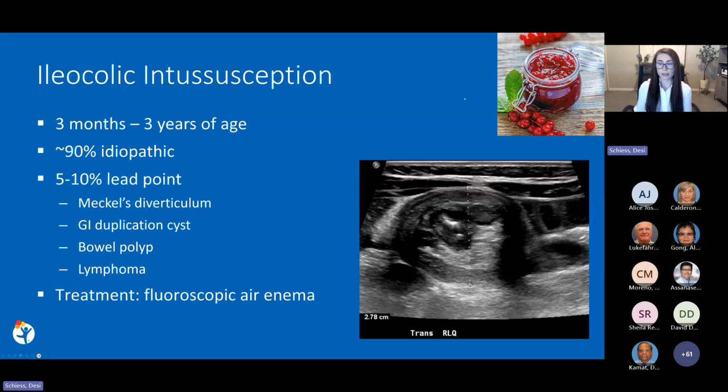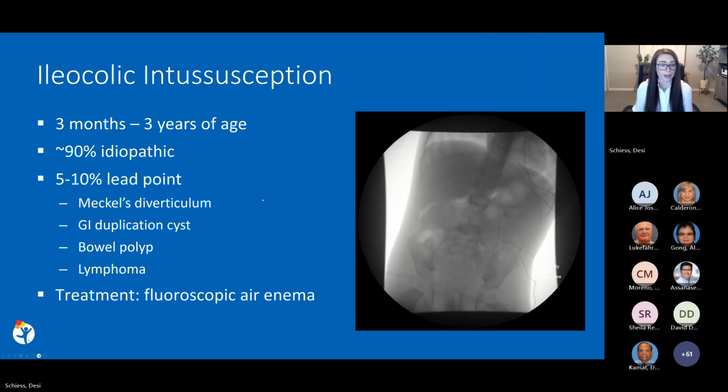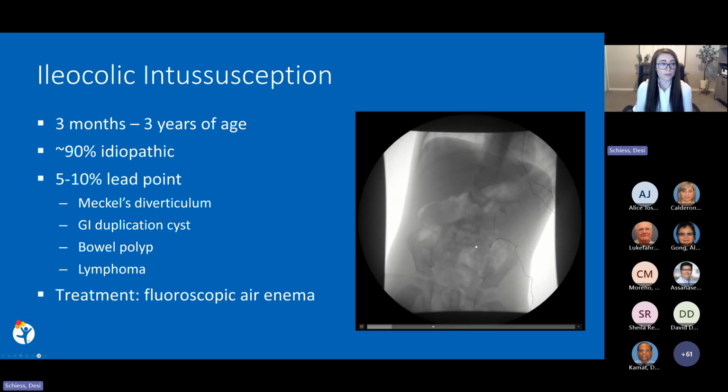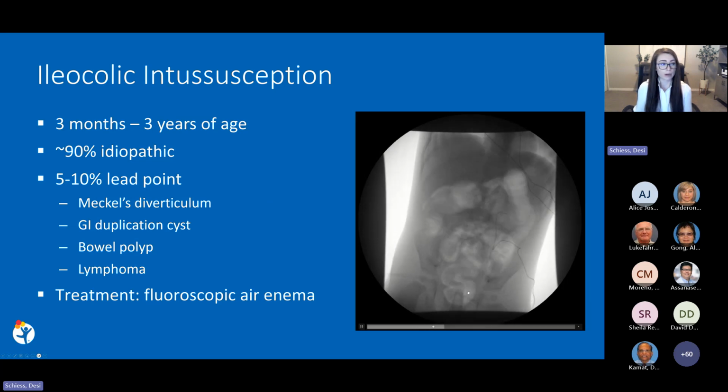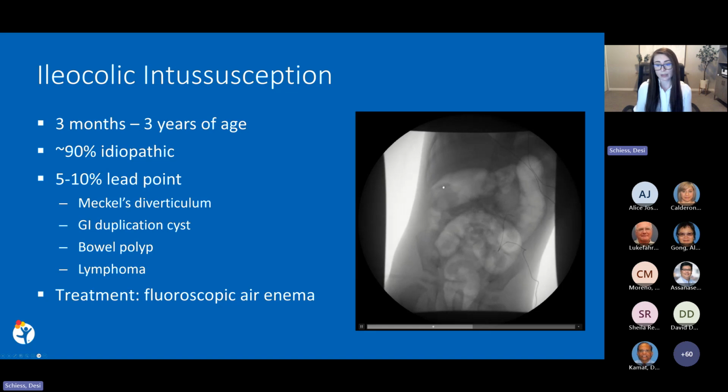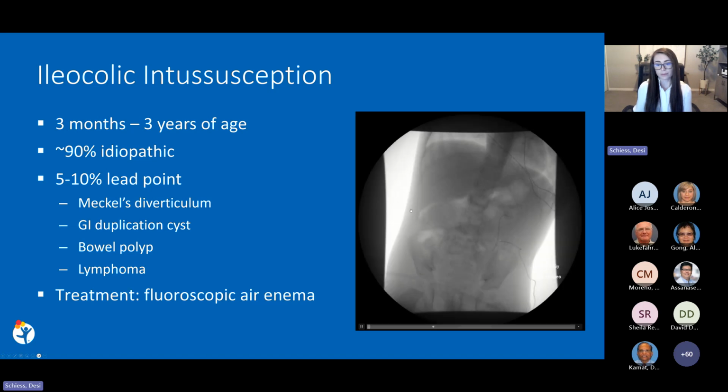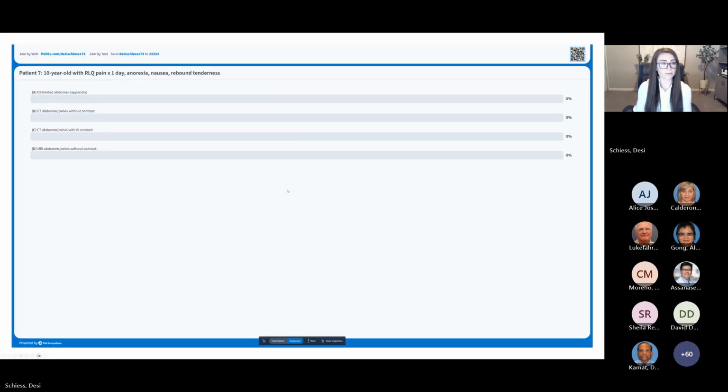And in case anyone is like me and didn't know what currant jelly stool looks like, this is actually an image of currant jelly. And we treat these in radiology with a fluoroscopic air enema, as shown here, with insufflation of air through a rectal catheter. And here you can see that intussusception, and that is being reduced. And when we see air in the small bowel, that's when we know we were successful.